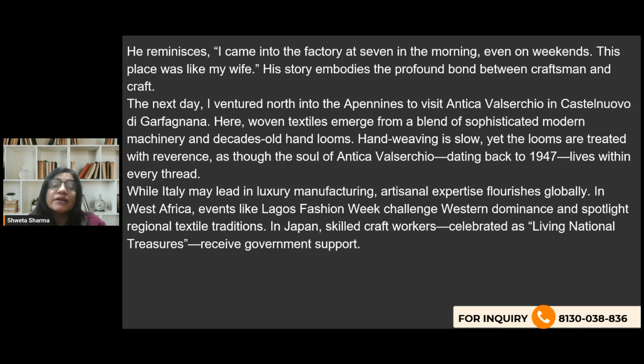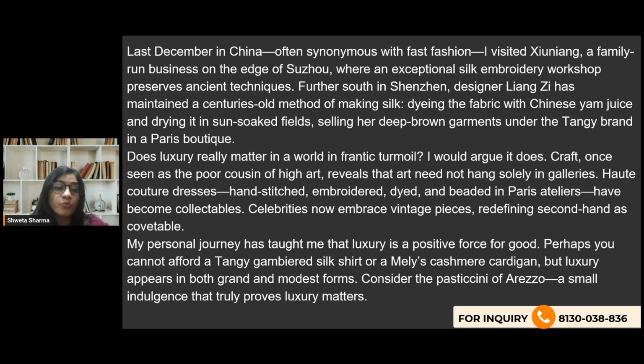While Italy may lead in luxury manufacturing, artisanal expertise flourishes globally. In West Africa, events like Lagos Fashion Week challenge Western dominance and spotlight regional textile traditions. In Japan, skilled craft workers celebrated as living national treasures receive government support.